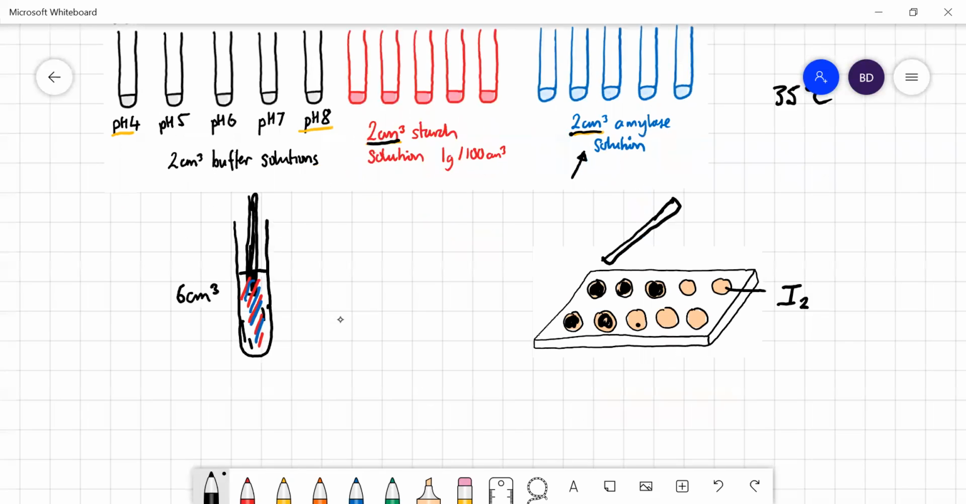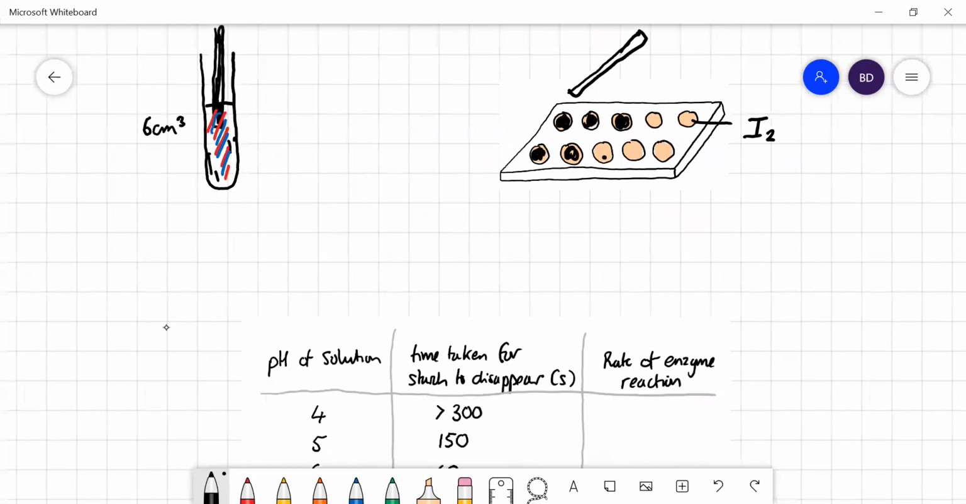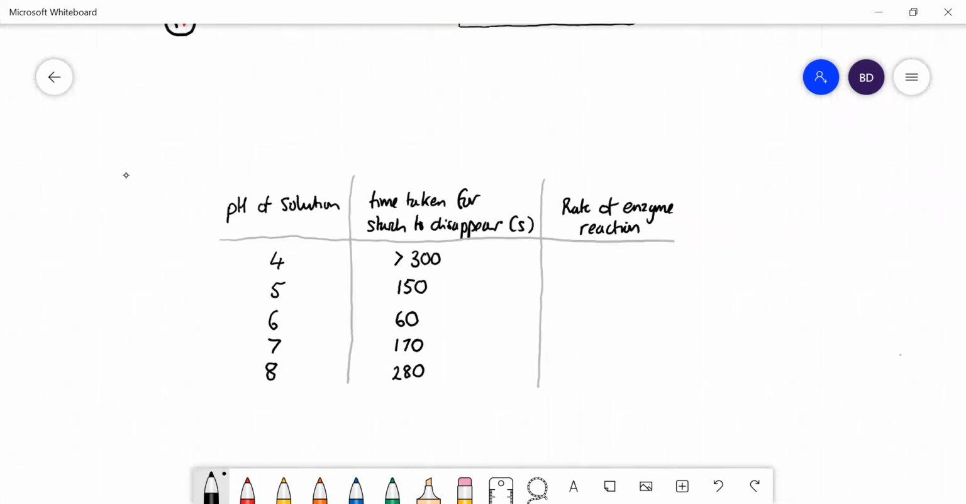Okay, so here is a set of results. Here, the pH of the solution is in this column and the time taken for the starch to disappear. Right, so just got my calculator. The time taken for the starch to disappear with pH 4 was longer than 300 seconds. So the enzyme is just working really, really slowly there. So we'll just leave that one. pH 5, 150 seconds. pH 6, that was the quickest one.